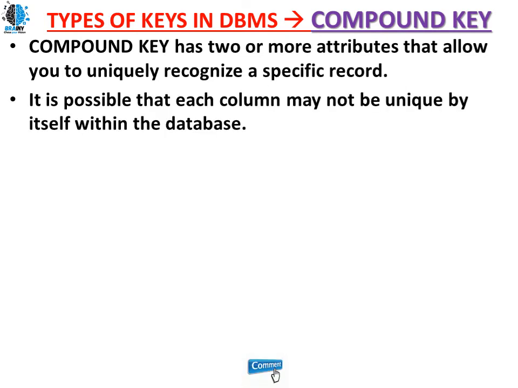It is possible that each column may be unique by itself within the database. If you have a primary key in your table, it will look after the uniqueness of the data. But if you don't have one, how are you going to maintain the uniqueness in your data? What combination of keys can you have in your database table so that unique data is there in the table? A compound key is a solution for that.